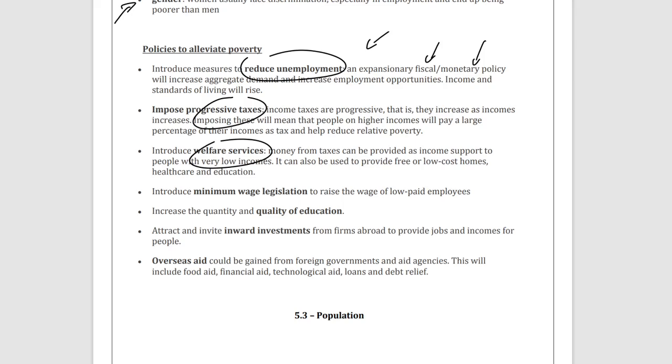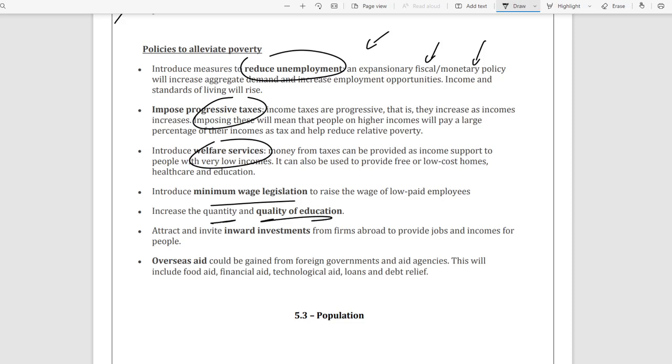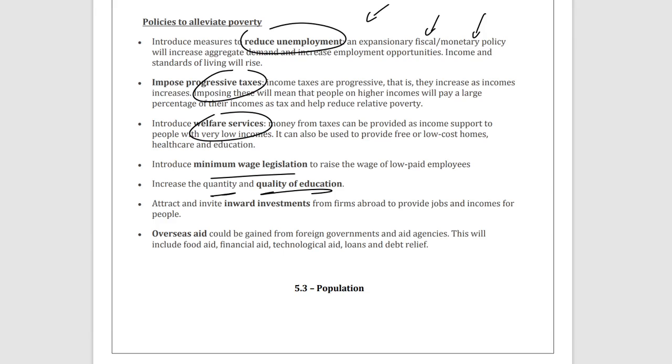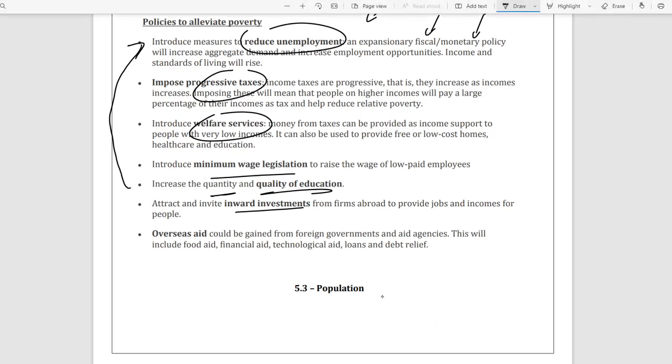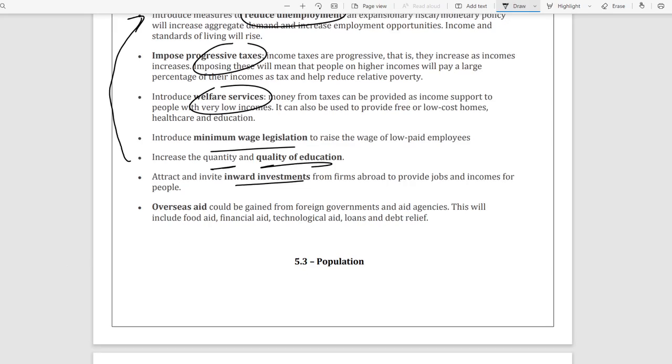Then we have the introduction of minimum wage legislation. This basically means people who are hiring or employing have to pay a minimum wage. The next one is to increase the quantity and quality of education. We talked about this. It is related to fiscal policy, because you can spend on education, and that will eventually help reduce poverty. Then attract and invite inward investments. That means more investments from abroad will help to create jobs and income, to reduce poverty over time.